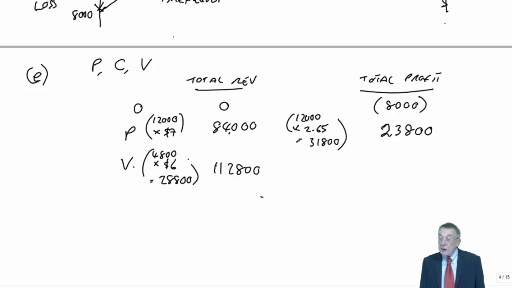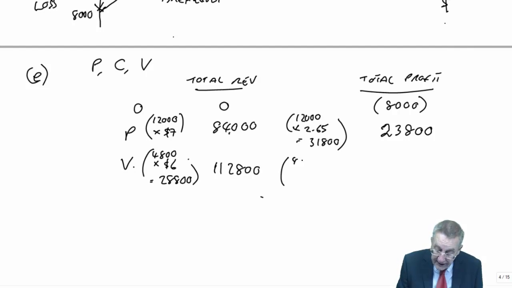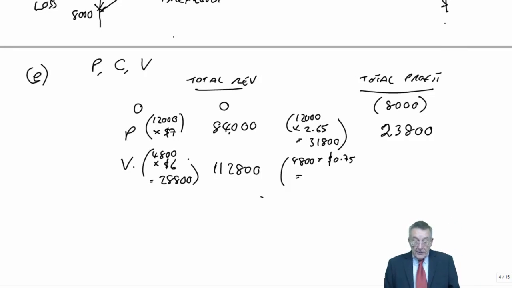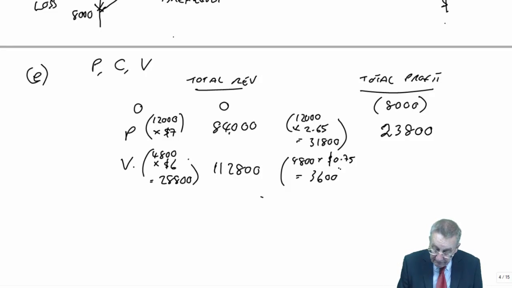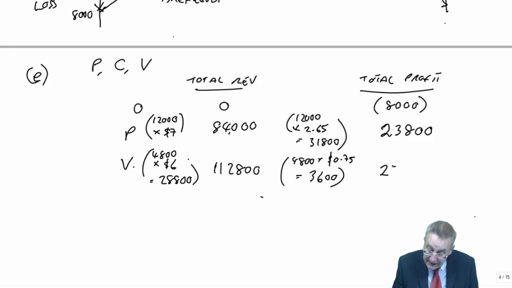And what happens to the profit? We've already got 23,800 from selling P. That'll go up because of the contribution we get from the V's. And how much will V give us? 4,800, the contribution per unit from V is 75 cents. So it's 3,600, isn't it? And so, again, we got 23,800, add on another 3,600 from V, and it goes up to 27,400.